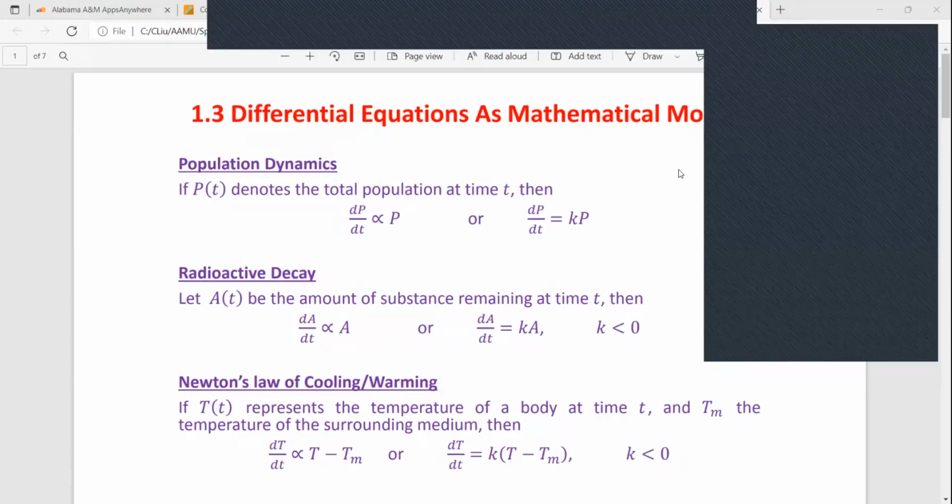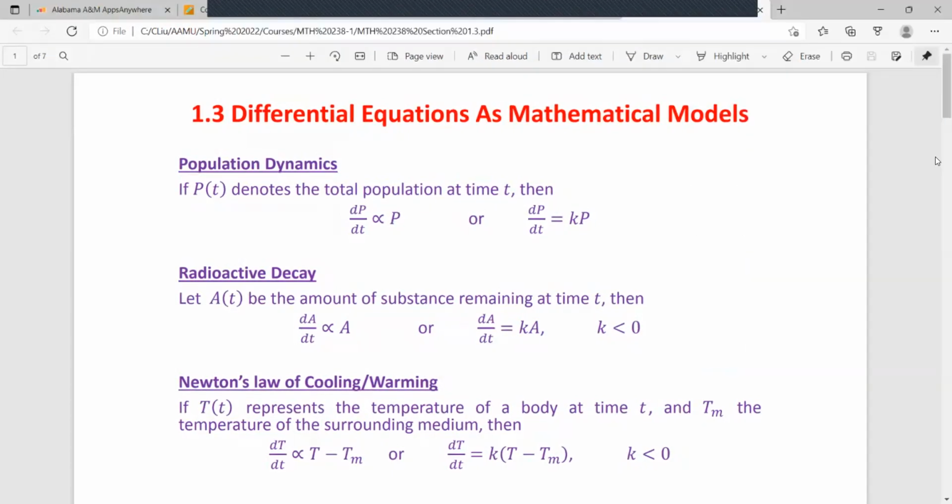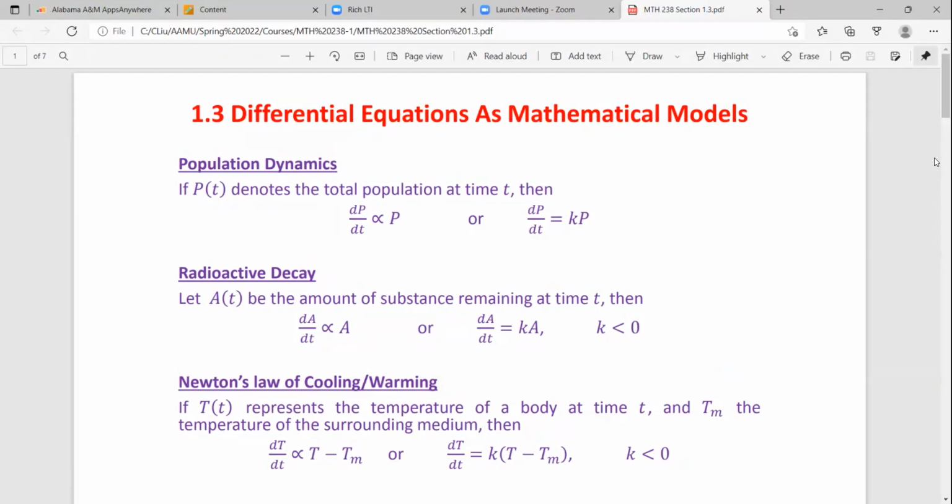Okay, so we have finished the 2 sections so far. In section 1, we just introduced some terminologies. And in section 2, we talk about the initial value problems. Initial value problem means a differential equation plus the initial conditions.